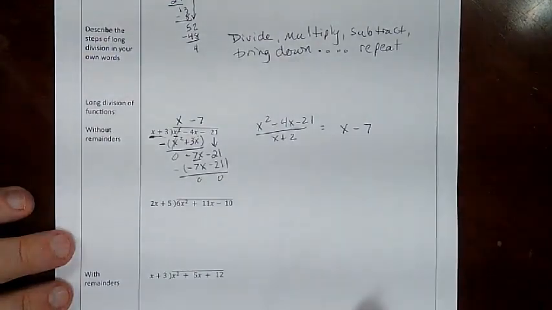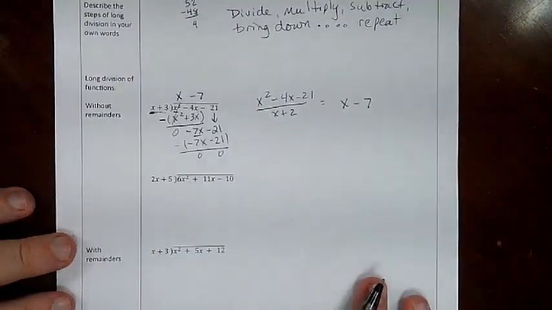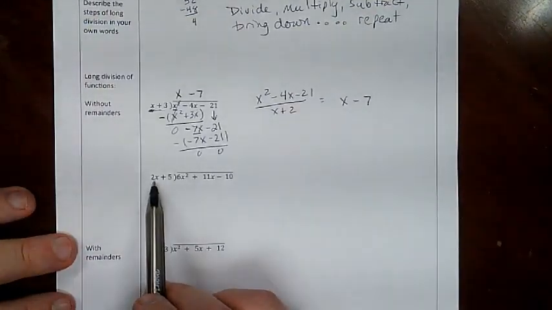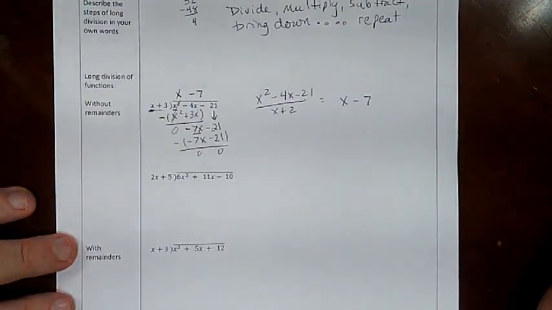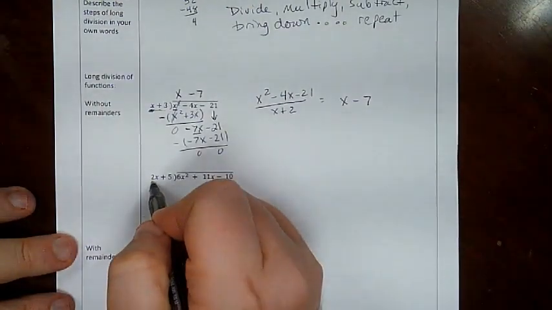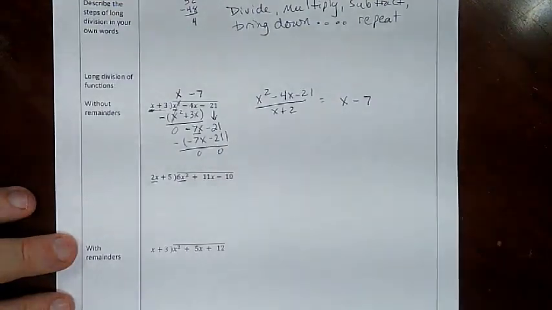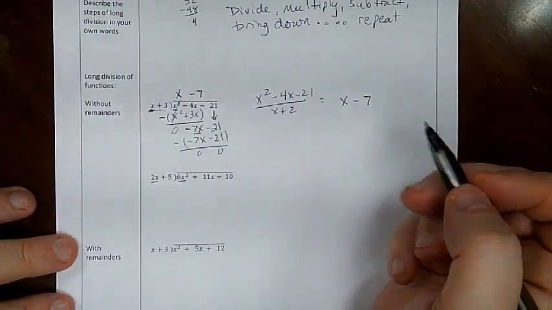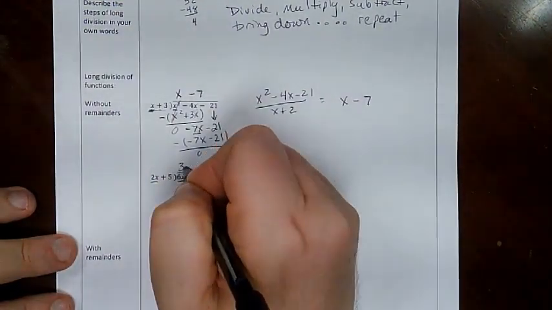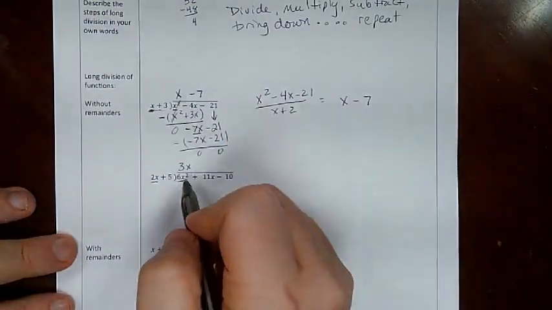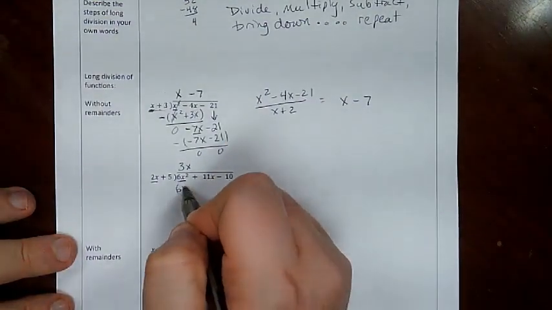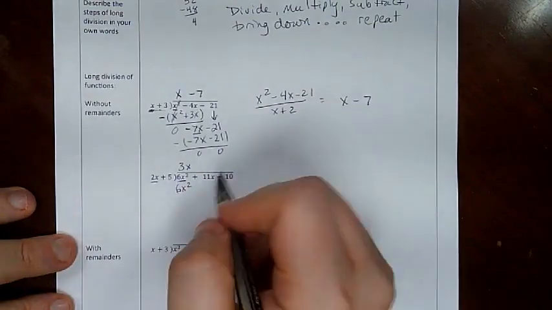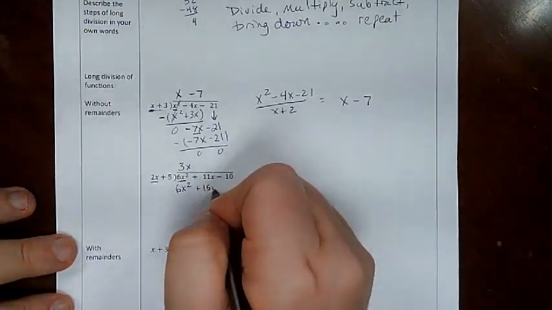Let's go through the second example. This time you'll notice that our x has a coefficient of 2. The process will still work the same. I will say, what times 2x gives me 6x squared? And I know that the answer to that is 3x, because 3x times 2x is 6x squared. 3x times 5 is plus 15x.